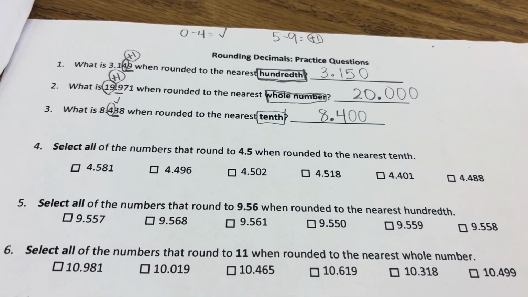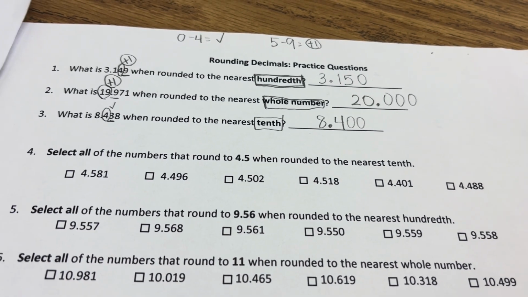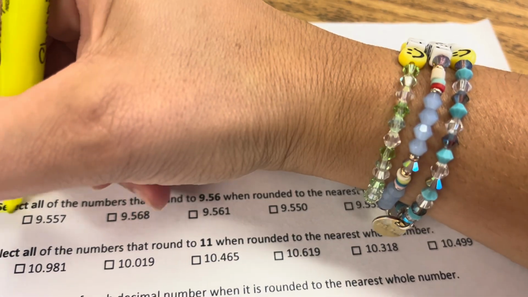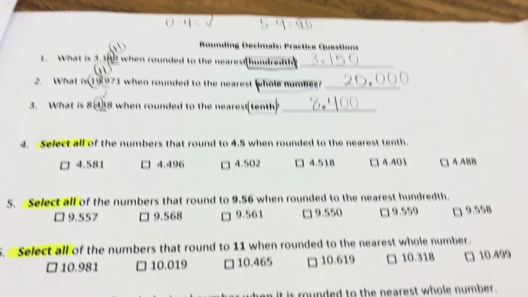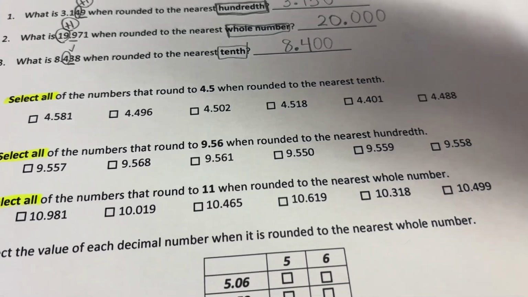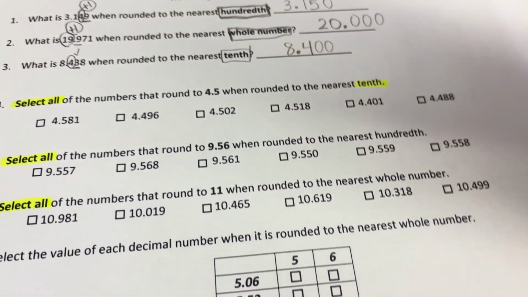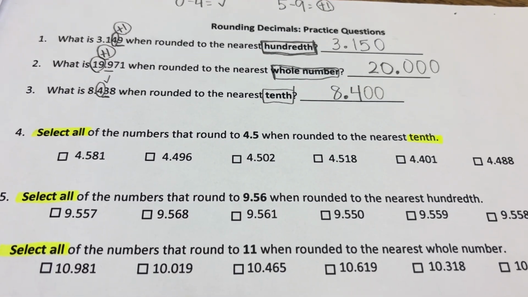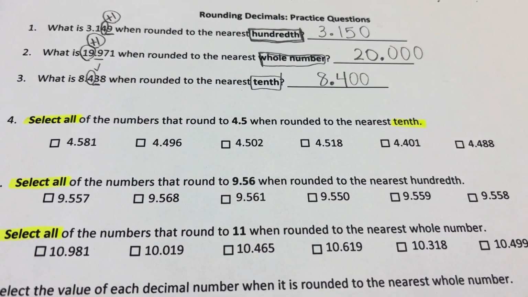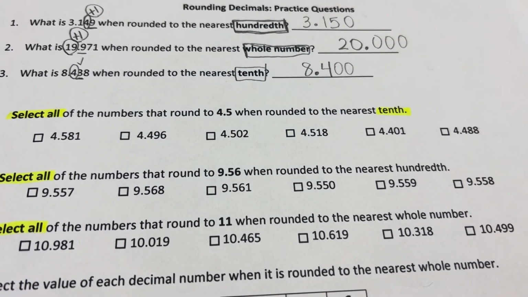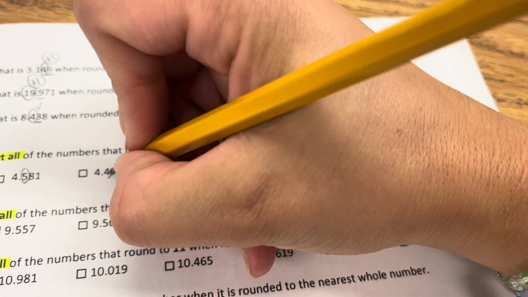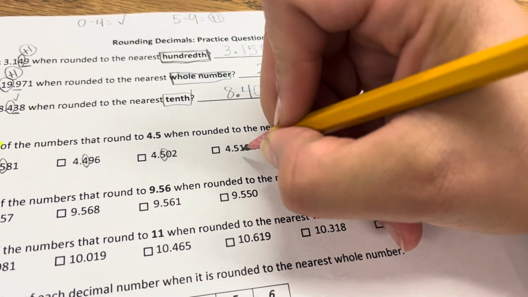4, 5, and 6 matter because they say select all, which means that if you do not find everything that you need, they will mark it wrong. So I'm going to ask you for 4, 5, and 6 to highlight the bolded select all for me. I'm also going to highlight on number 4 where it says tenth, because that tells me what place value I need to start at. 4 asks you to select all the numbers that round to 4 and 5 tenths when rounded to the nearest tenth. This lets me know where I'm starting. So I'm going to go ahead and circle every digit that is in the tenths place.